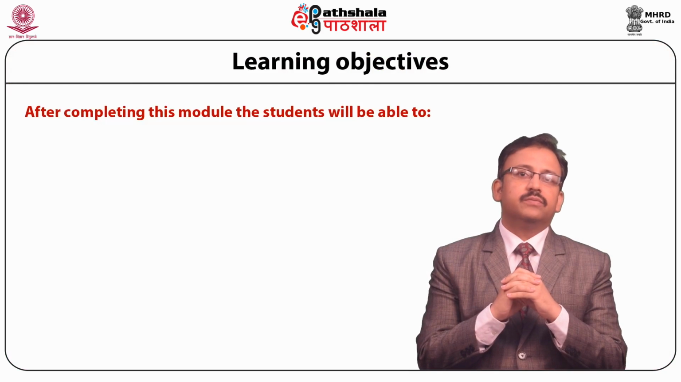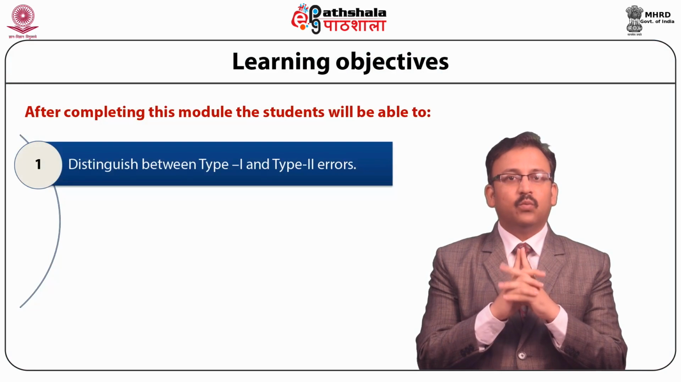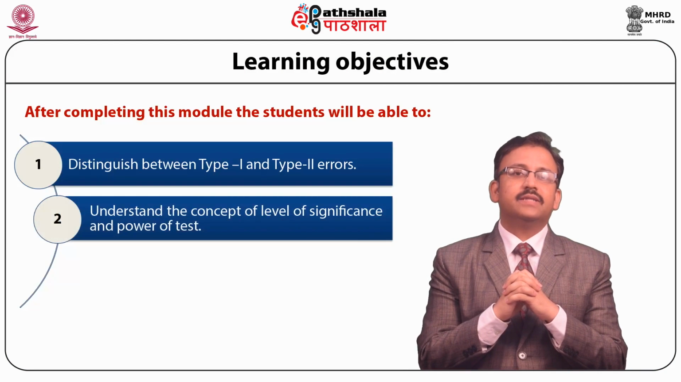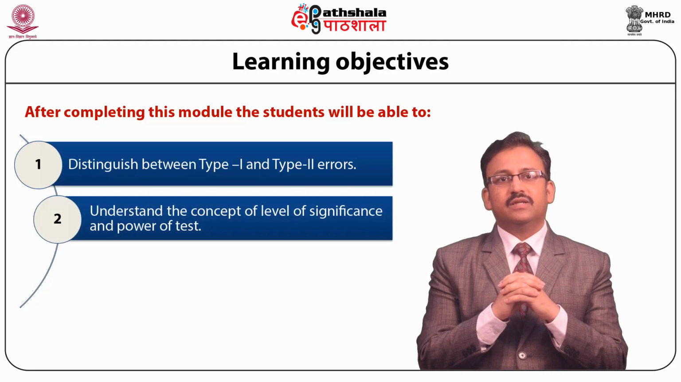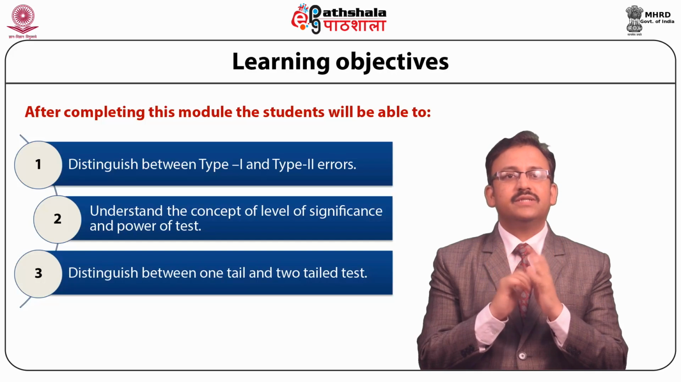Today we are going to talk on a module, Hypothesis Testing, Type 1 and Type 2 Errors, One-tailed and Two-tailed Tests, under the paper Quantitative Techniques for Management Decisions. After reading this module, students, you should be able to distinguish between Type 1 and Type 2 errors. You should be able to understand the concept of level of significance and power of test. You should also be able to distinguish between one-tailed and two-tailed tests.